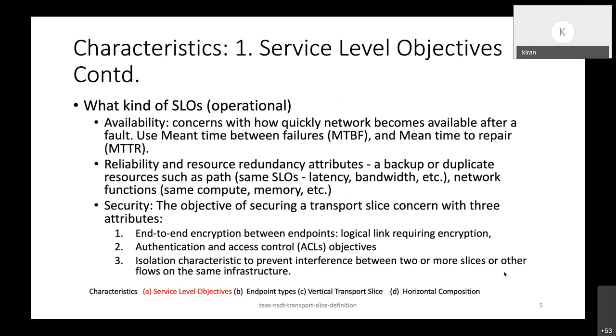So the second aspect of SLOs is from the operational perspective. So just defining latency and bandwidth itself is not sufficient. You would also want to say that I want my network to be highly available, reliable. I don't want any packet losses in it. So there should be a way to describe it, and what kind of security parameters do you need. So within security, we talk about encryption, admission control or authentication, and the isolation characteristics, that you should not be able to interfere with other slices or other aspects of the network, or other flows that are going on in the network. Next slide.